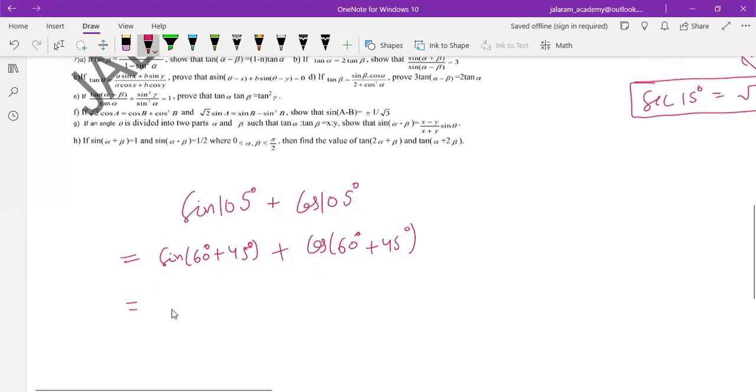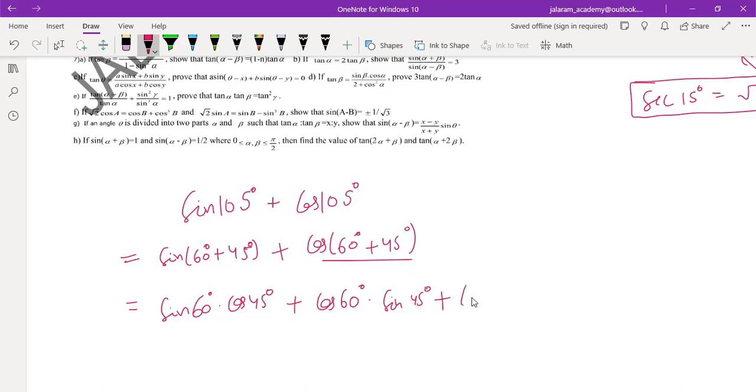And sin A cos B, wait, I'm doing sin A cos B plus cos A sin B, plus again cos A plus B is cos A into cos B minus sin A into sin B. Now use the values.